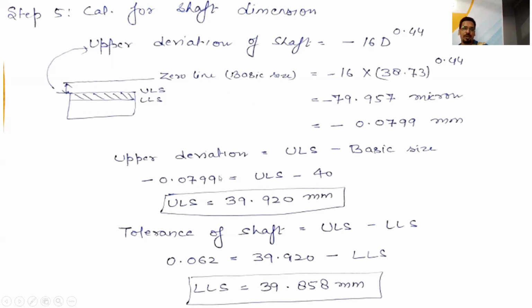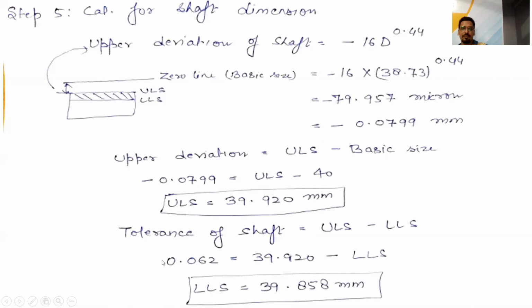And upper deviation formula is what? Upper deviation is provided by the upper limit of shaft minus the basic size. So from here you can easily get the value of upper limit of shaft. So upper limit of shaft will be 39.920 mm by putting the value of upper deviation and the basic size.